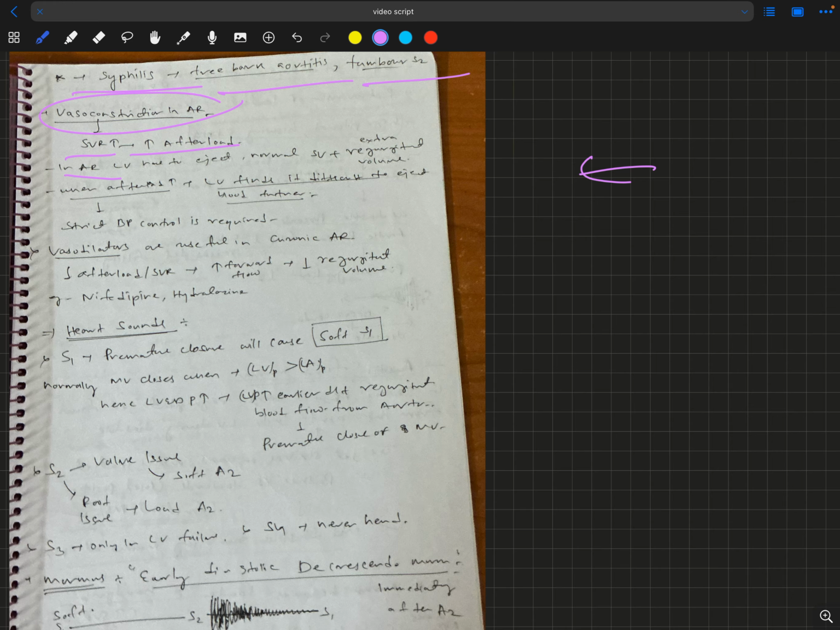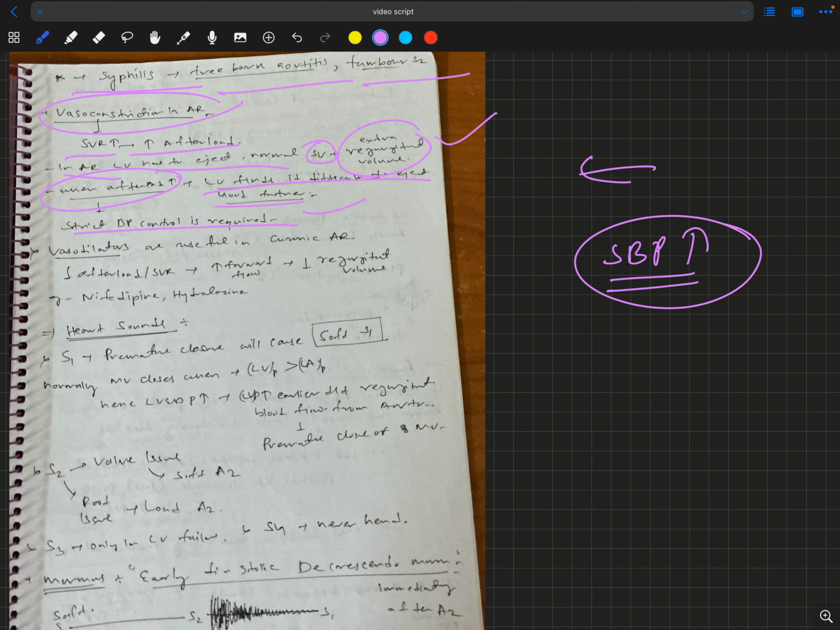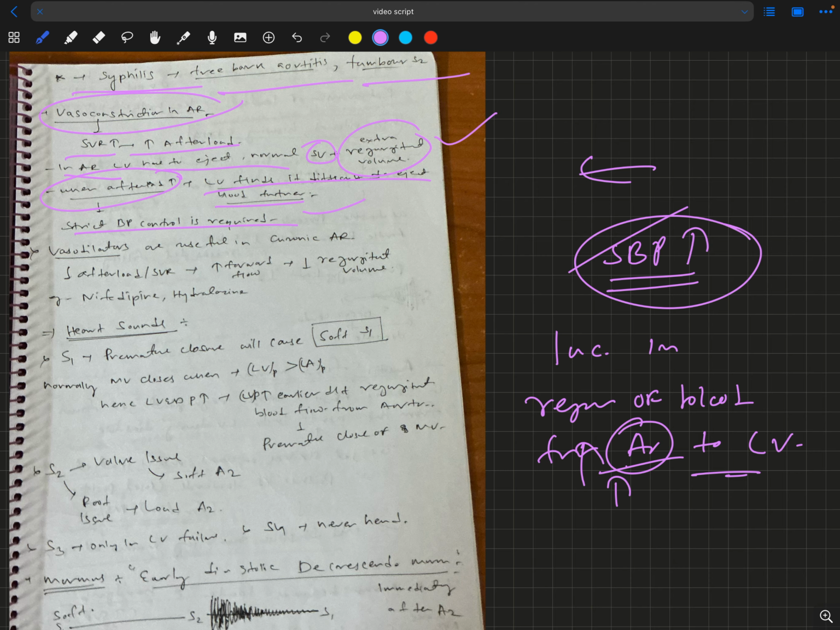In AR, the LV has to eject normal stroke volume plus extra regurgitant volume. When there is increased afterload, the LV finds it very difficult to eject this blood, so strict BP control is advised. If systolic blood pressure is high in a patient with AR, the aortic pressure rises, so there will be more regurgitation of blood from the aorta into the left ventricle. So AR can be worsened if you don't tightly control the systolic blood pressure.